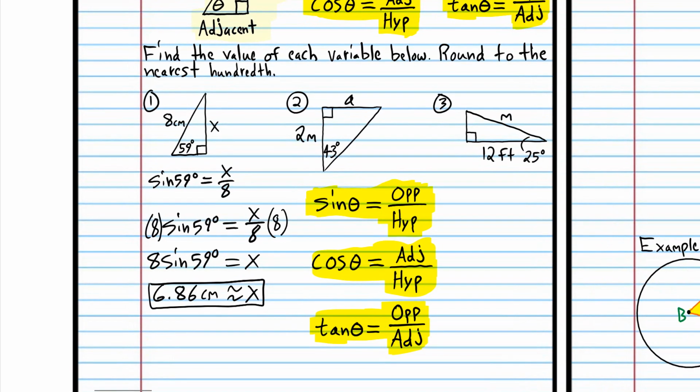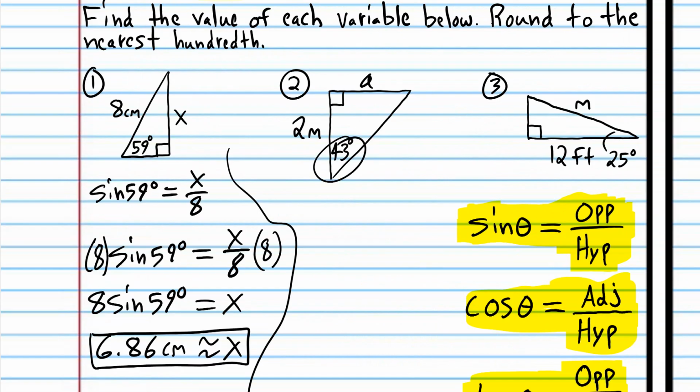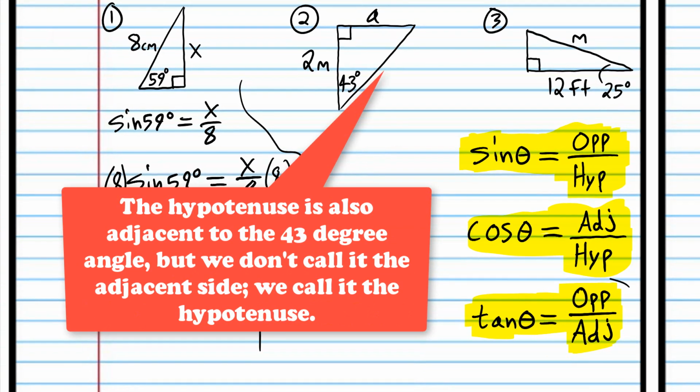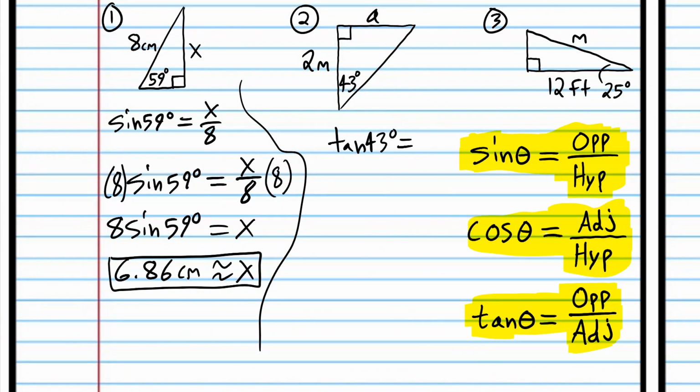And so now, number 2, using this angle as a reference, we have the opposite side and the adjacent side. So which one of these has opposite and adjacent? Well, that would be tangent. So we're going to write tangent 43 degrees is equal to opposite side over adjacent.